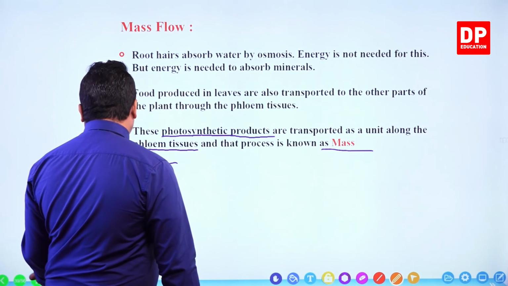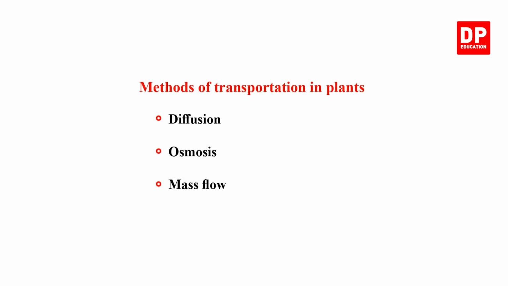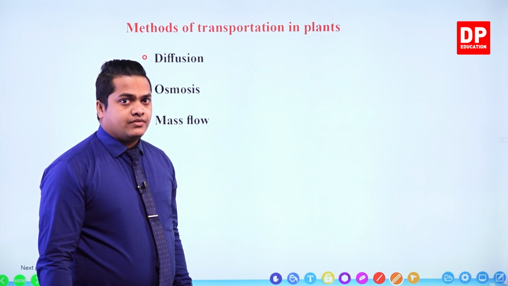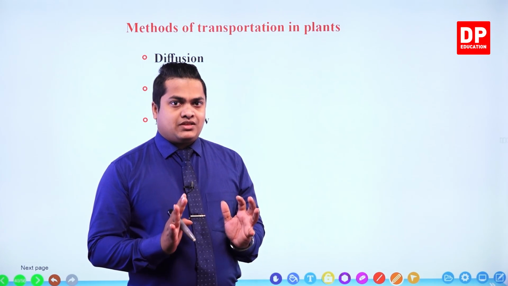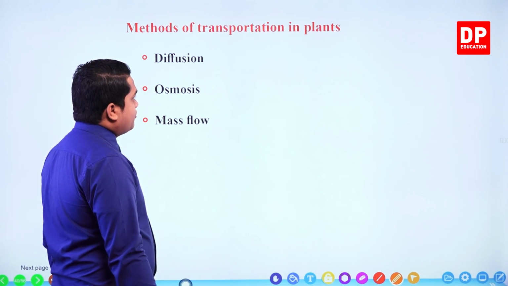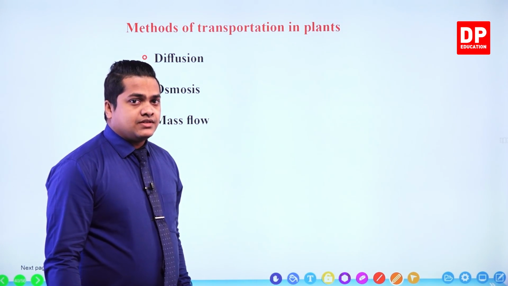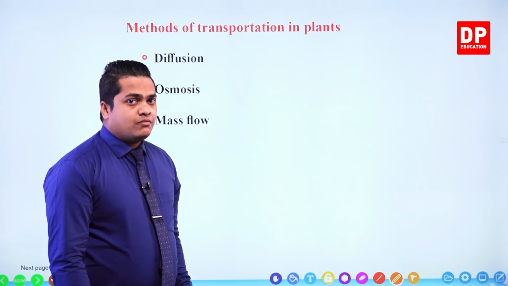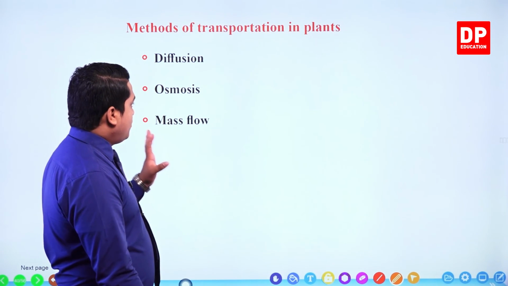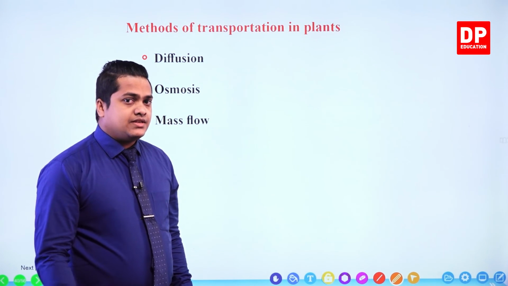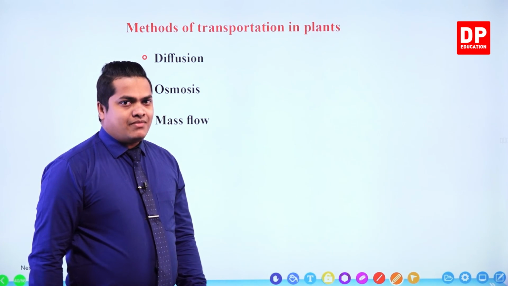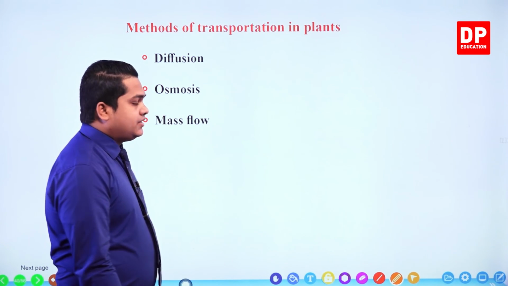So here, once again, you are given the methods of transportation in plants. The main methods of transportation in plants, my dear children. We studied three transportation methods mainly. Number one is diffusion, right? Diffusion is the process in which particles move from a higher concentrated area to a lower concentrated area. Then osmosis is the process where the diffusion of particles occurs through a semi-permeable membrane, and then the final one, mass flow.